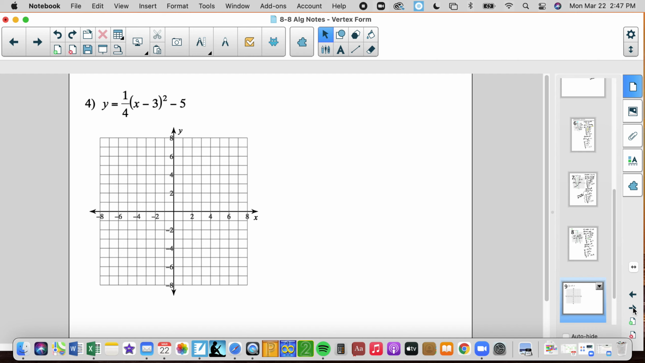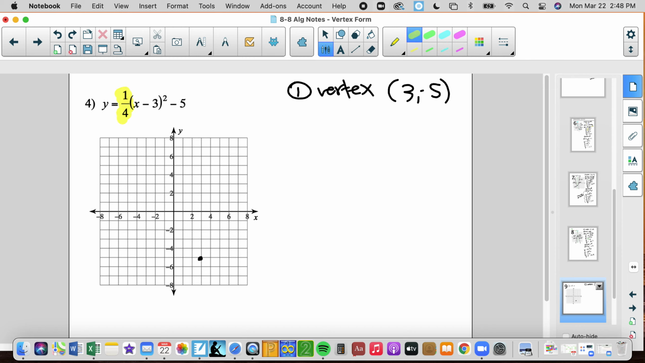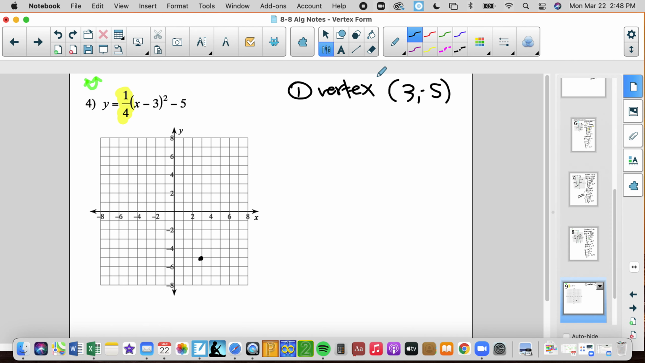Ooh, now we have a fraction outside. Yowzers. So, does it change anything? Nope. The vertex is still going to be 3, negative 5: 3 on the x, negative 5 on the y. Since the number outside of the parentheses is positive, I know that I'm going to have a U-shaped graph. All right, that coordinate is 3, negative 5. Axis of symmetry. So the axis of symmetry is going to be the vertical line going through my vertex.